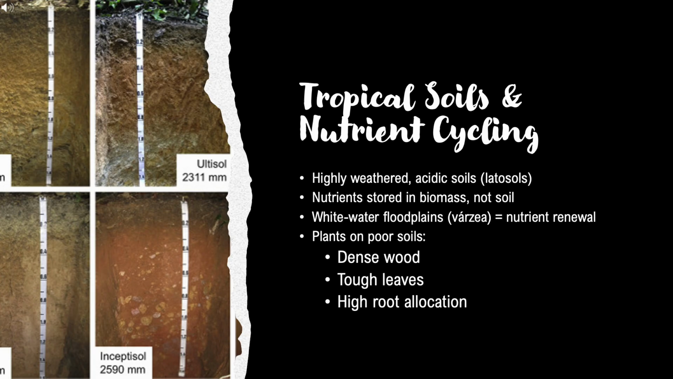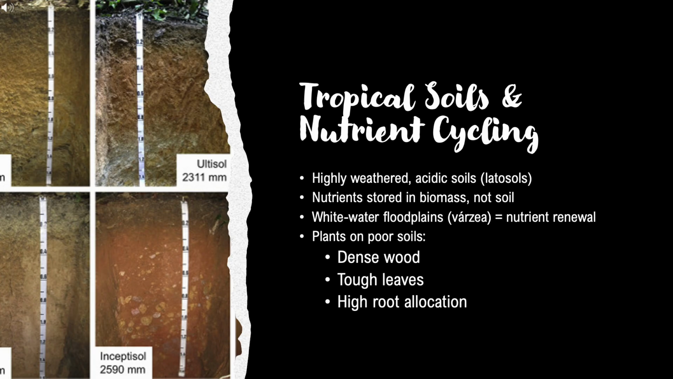This has enormous implications for design. When you clear tropical vegetation and expose that soil for construction, for roads, for planting beds, you can quickly lose what little fertility exists. And if you then plant species that evolved in nutrient-rich soils, they'll struggle. One bright spot, whitewater floodplains called Várzea in Amazonia receive annual sediment deposits from upstream, and these can be genuinely fertile, but most of the tropical landscape is not like that.